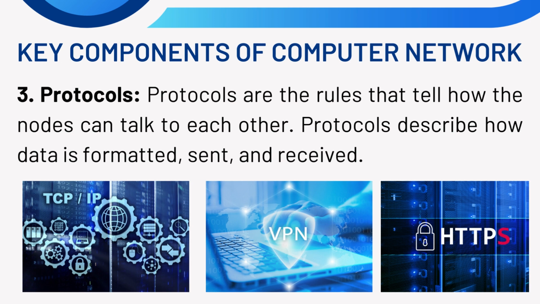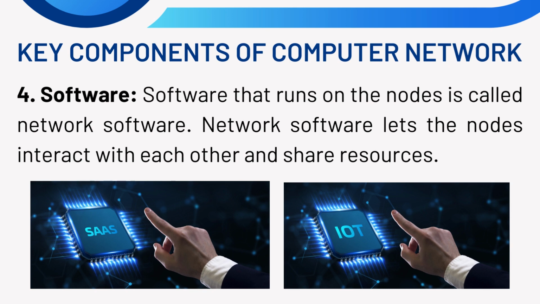3. Protocols. Protocols are the rules that tell how the nodes can talk to each other. Protocols describe how data is formatted, sent, and received. 4. Software. Software that runs on the nodes is called network software. Network software lets the nodes interact with each other and share resources.